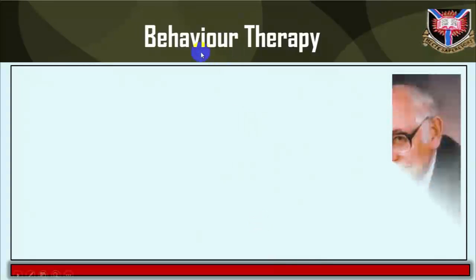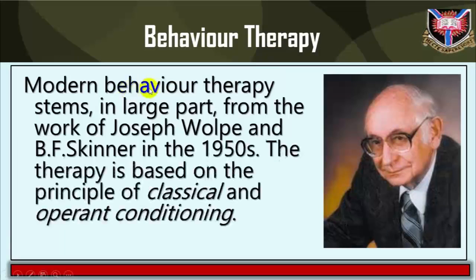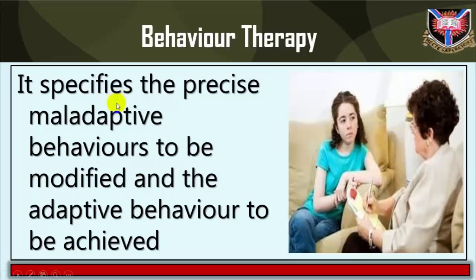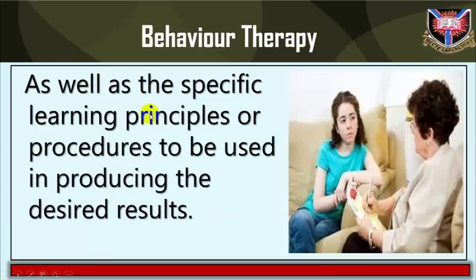Behavior therapy. Modern behavior therapy stems in large part from the work of Joseph Wolpe and B.F. Skinner in the 1950s. The therapy is based on the principle of classical and operant conditioning. It specifies the precise maladaptive behavior to be modified and the adaptive behavior to be achieved, as well as the specific learning principles or procedures to be used in producing the desired results.